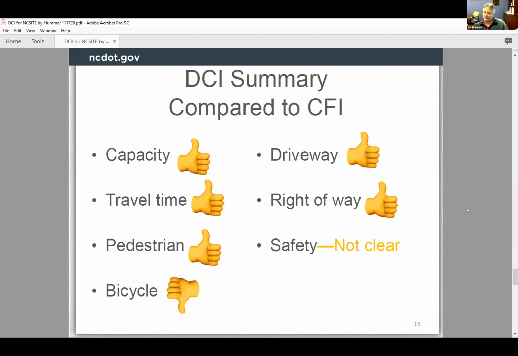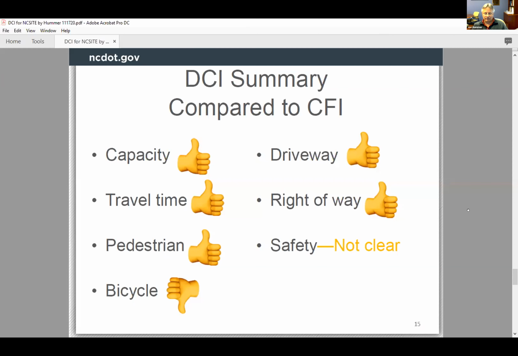So to wrap up, thanks for hearing me out on a new intersection. I think there's a niche here, but we've got a lot more to do to verify that. I think it's pretty clear it's going to deliver higher capacity. Really no real question about that. And then with that should come better travel times. And I'm comparing here to a CFI. And the pedestrian impacts will be better. The driveway impacts will be better. The right-of-way impacts will be better.